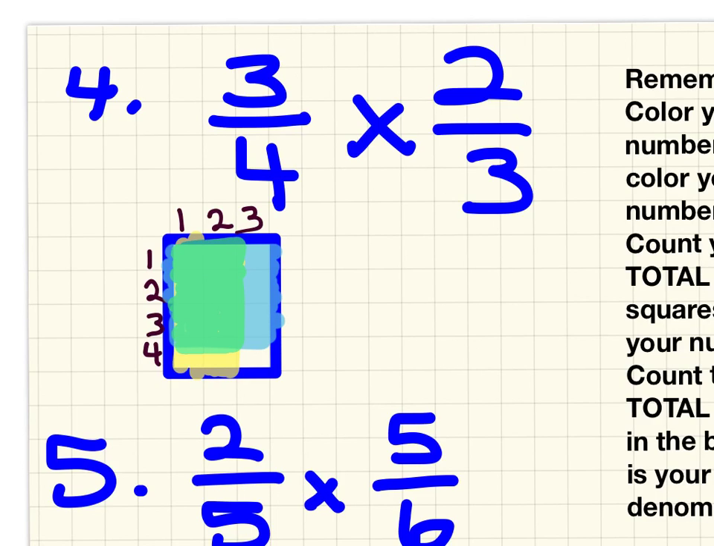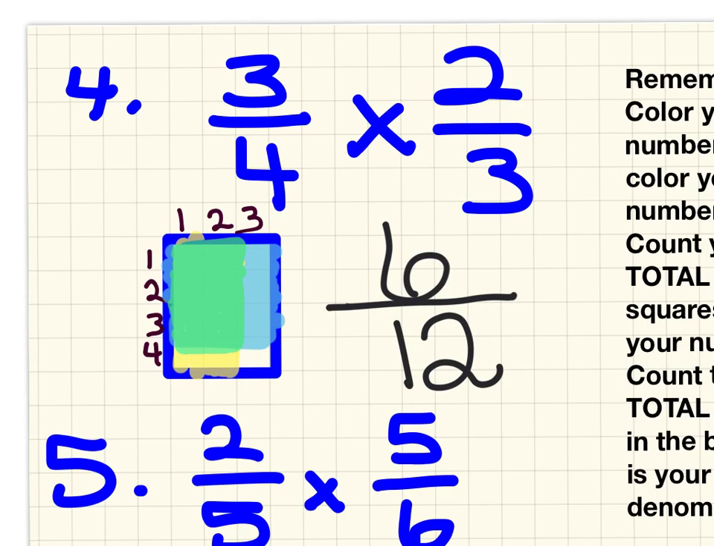Okay, then let's go ahead and write our final answer. Our numerator should be the number of squares that are colored green. And so we have 1, 2, 3, 4, 5, 6 squares colored green. And then our denominator is the total number of squares in the box, and that would be 1, 2, 3, 4, 5, 6, 7, 8, 9, 10, 11, 12. Our final answer would be 6/12.